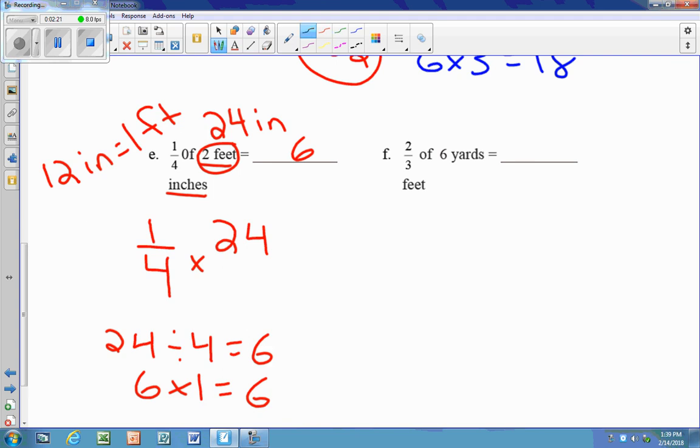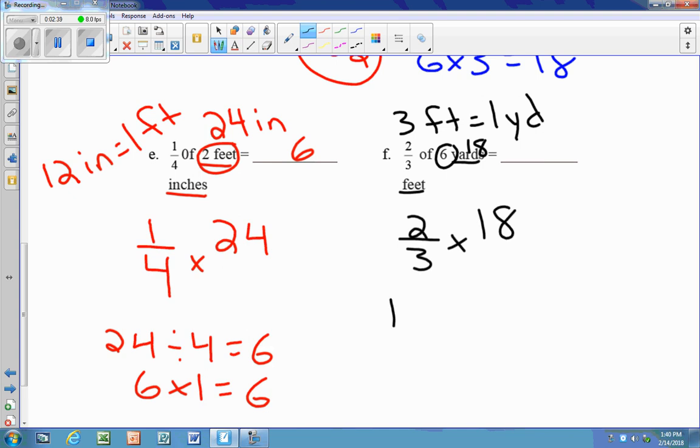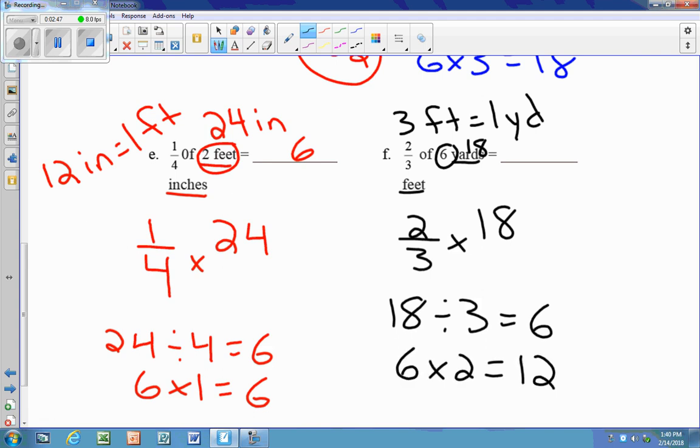Over here, we're talking about feet and yards, and there are 3 feet in every yard. So since we're talking about 6 yards, we know that's really 18 feet. So we're trying to find 2/3 of 18. So we do the 18 divided by 3, which is 6, and then 6 times 2 equals 12. And the answer was 12.